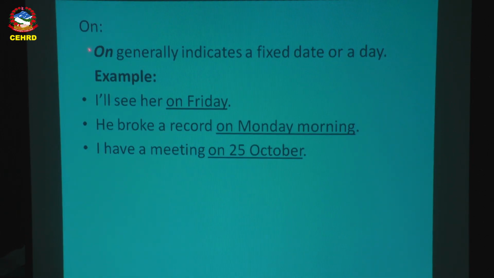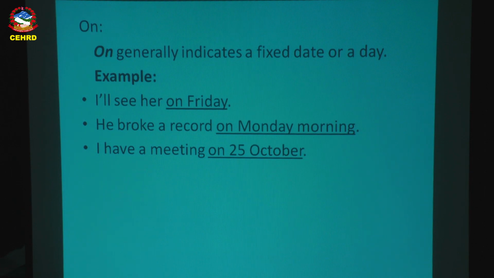Next, on. On generally before the days. On Friday, on Sunday, on Monday. Not only on Sunday and Monday, or not only within those 7 days. We use on before other words that have day in them, like birthday, on his birthday, right? On Christmas day, right? There is day. So whenever there is day, we use on.